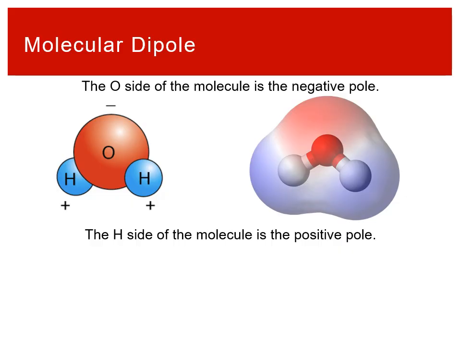So overall, the water molecule is polar. The oxygen side of the molecule would be the negative side, and the hydrogen side of the molecule is the positive side. So it's top-bottom, not left and right.